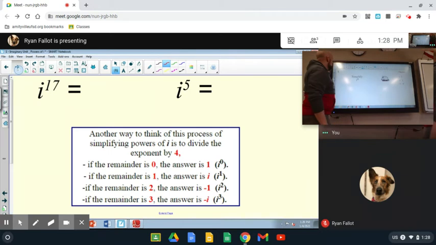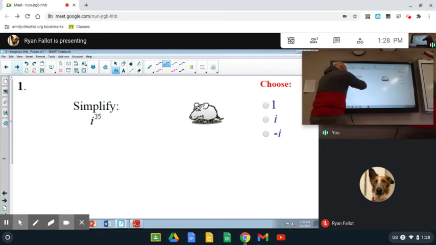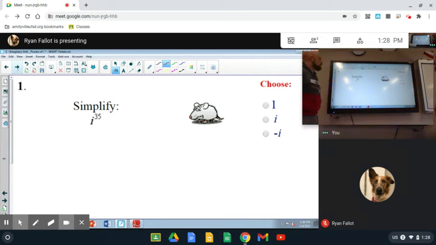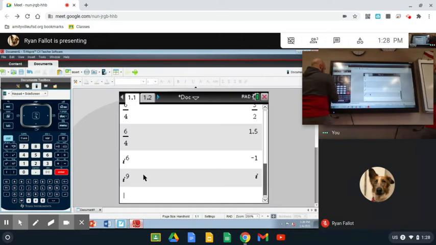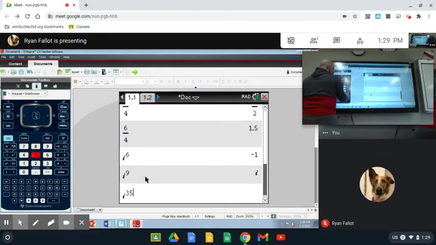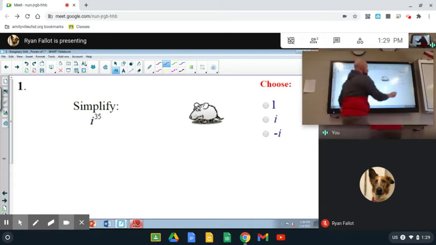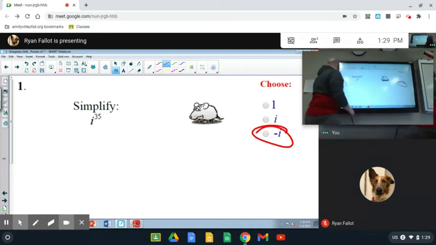Again, simplify i to the 35th power. We're not going to sit and go around that wheel or use that chart all the way to the 35th power. We just type in i to the power of 35 in our calculator. You press enter, and it's equal to -i. It's that straightforward, that easy.